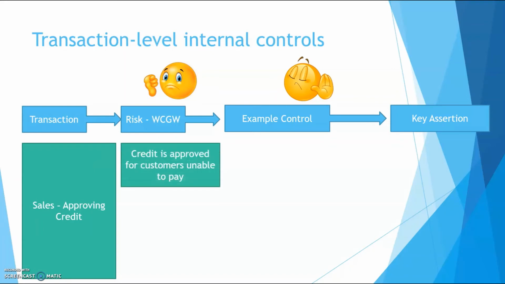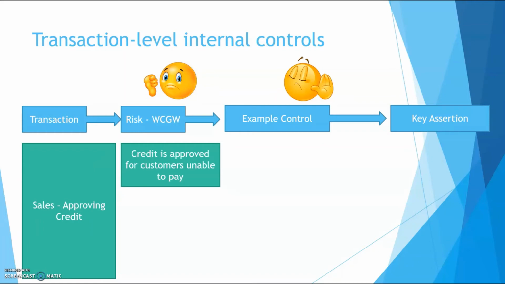Credit is approved for customers unable to pay. This is so topical right now, given what's happening with coronavirus. Cash flow is very important for a number of small businesses, paying wages, paying suppliers. So as a business, this is probably front of mind for a lot of businesses right now in their control environment. They do not want to provide large-scale orders which they're not going to get paid for, because then their business is going to be in trouble.